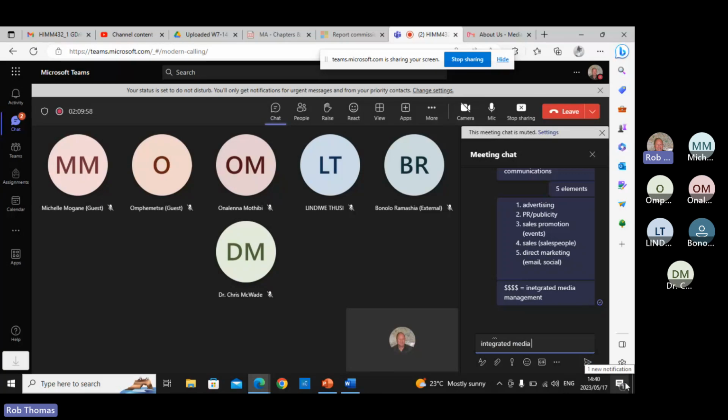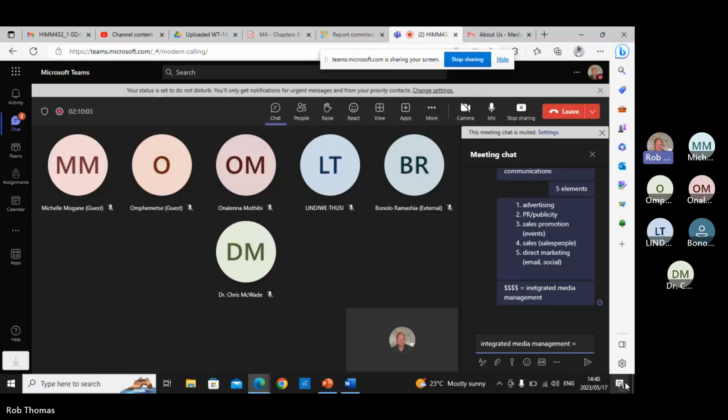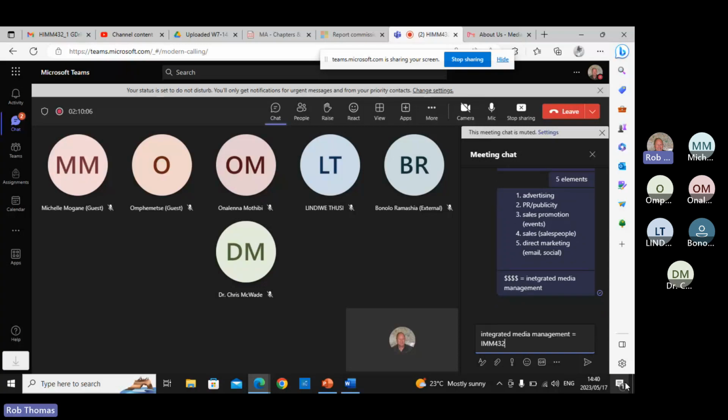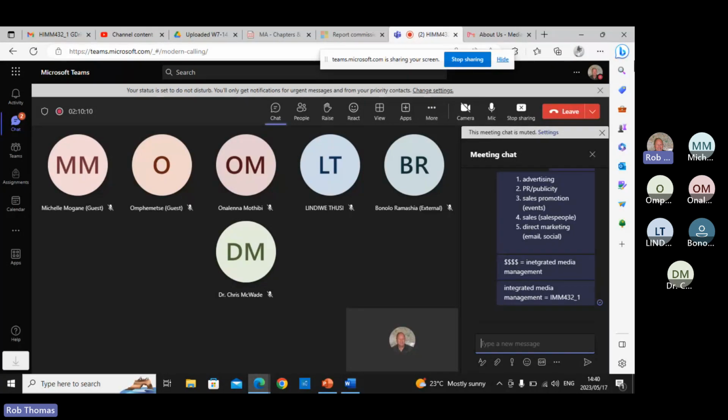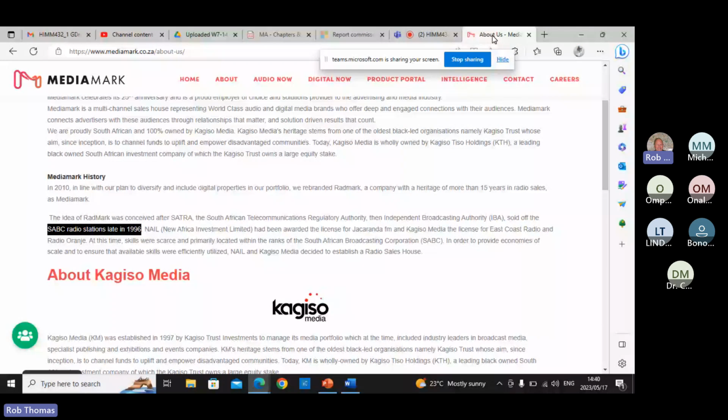Integrated media management, which is your course, IMM 432_1. That's the actual code. Okay, so IMM. So you can see over there, guys, this is also one of the areas where you can relate back to what we've spoken about. How have MediaMark taken advantage of new technologies to prevent themselves from falling into a state of inertia?